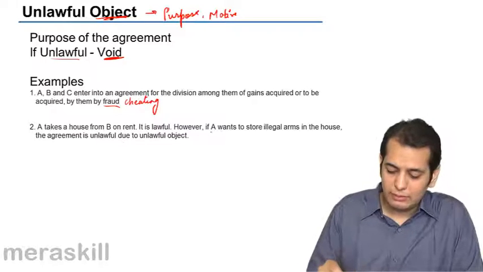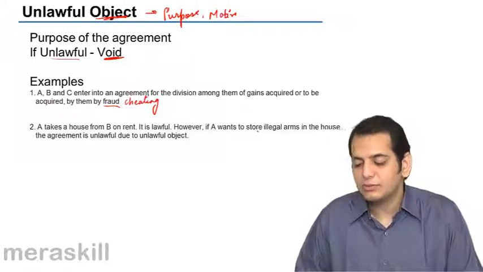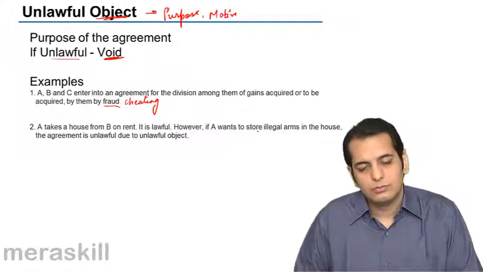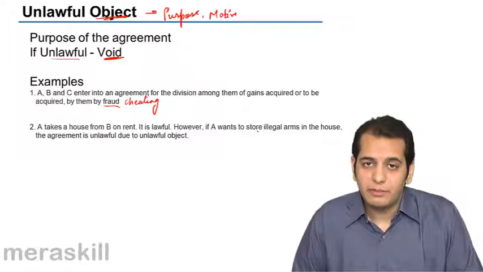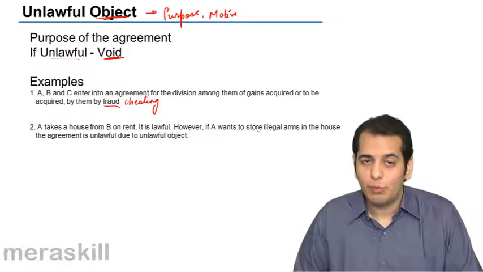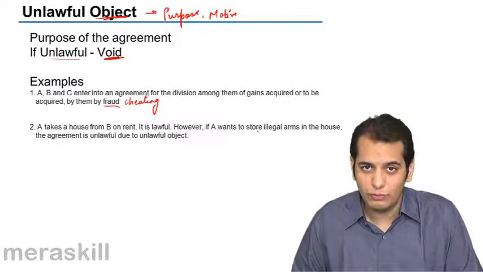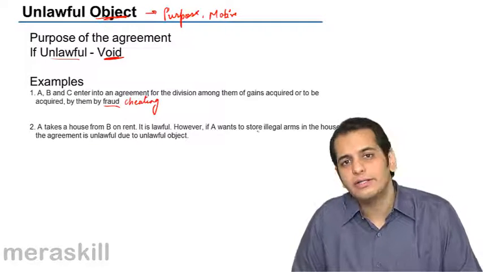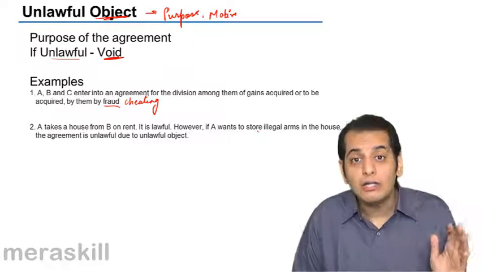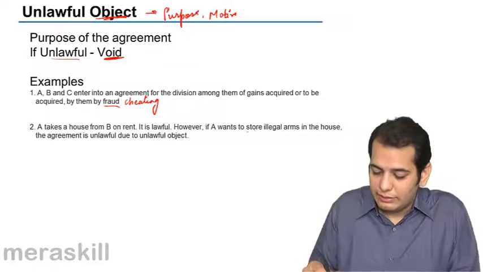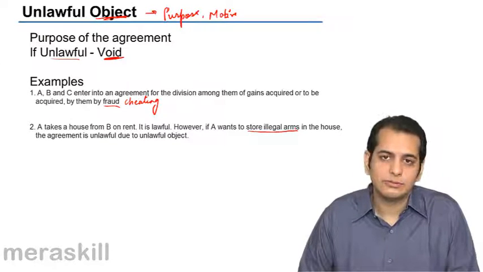However, if A wants to store illegal arms in the house, now what will the contract be? Will it become void or will it remain valid? The object now becomes unlawful, or does it continue to remain lawful? The object now becomes unlawful because he wants this house to store illegal arms.